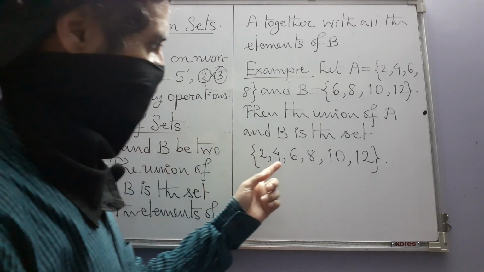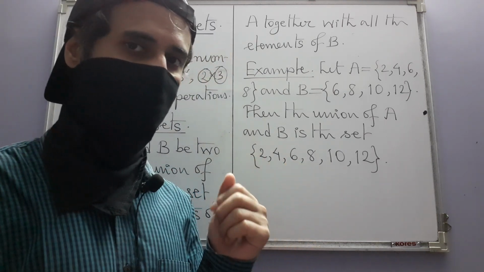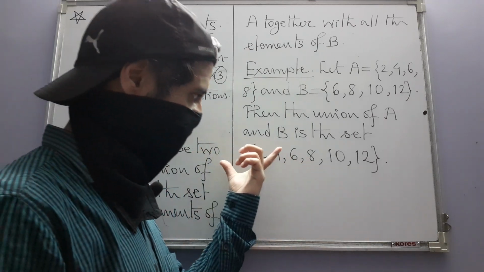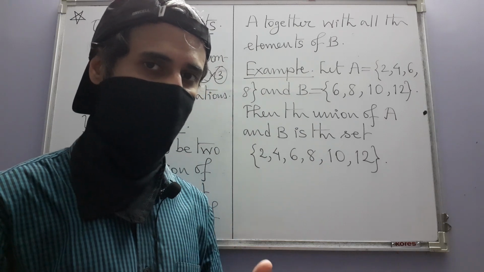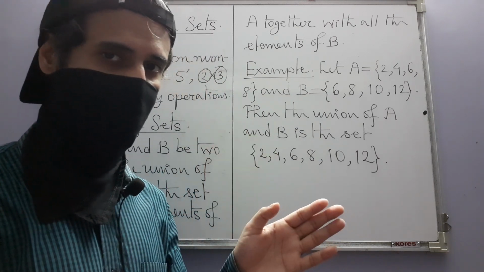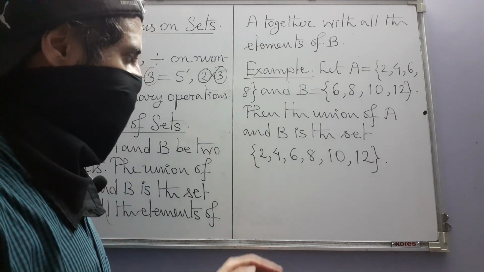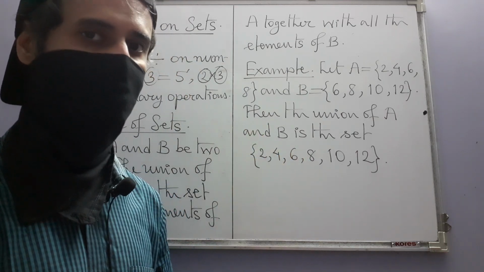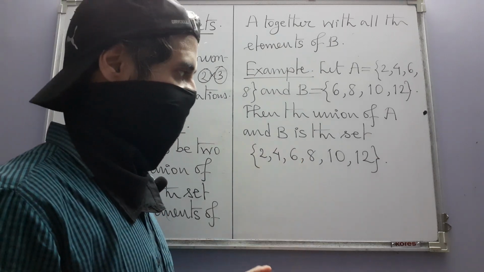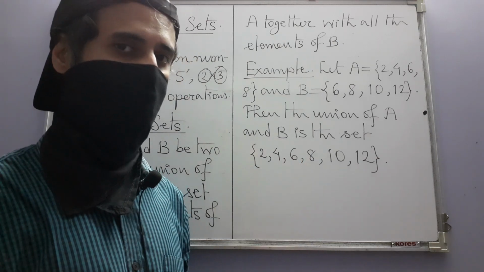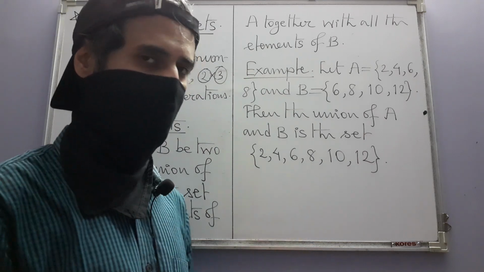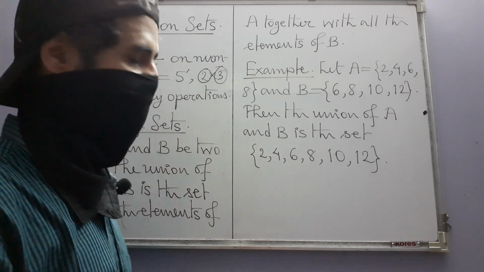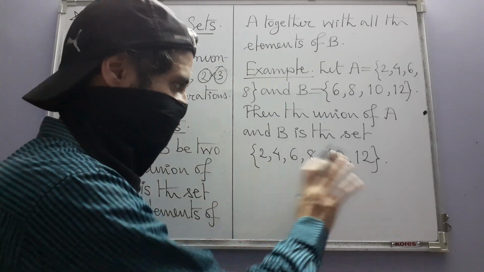Note that the decision of not writing 6 twice matches with what we have already discussed about the roster notation. In a set, while we write it in roster form, no element is repeated. Repetition is allowed, but it does not serve any purpose. If anything, it just takes more effort to write, it doesn't give us anything useful. So that's why repetition is not encouraged. So that thing has matched.